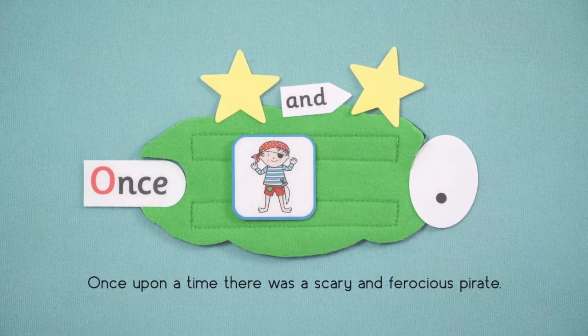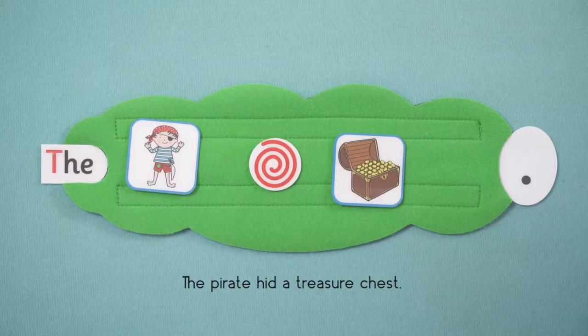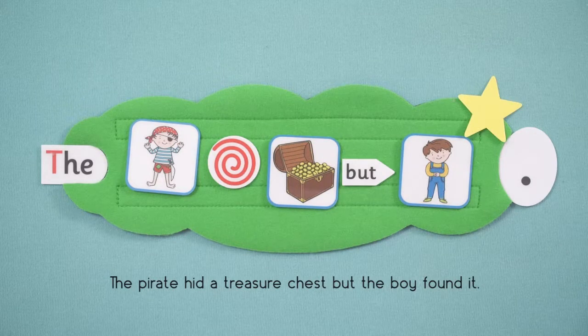Once upon a time, there was a scary and ferocious pirate. This uses and to separate two adjectives. The pirate hid a treasure chest. This introduces a simple clause sentence with the spiral illustrating the verb. The pirate hid a treasure chest, but the boy found it. This introduces a compound sentence using but as the coordinating conjunction.